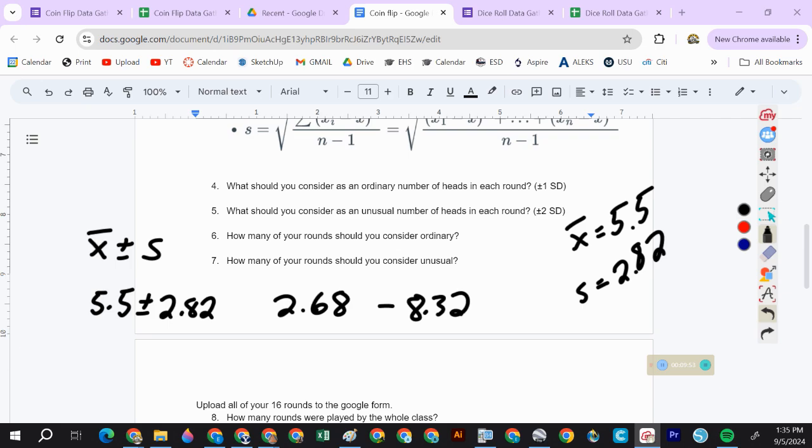Was your SD significantly smaller than that? Okay, good. Mine's actually kind of big. Your SD was 6.4? I think you messed up. You might want to try that again.